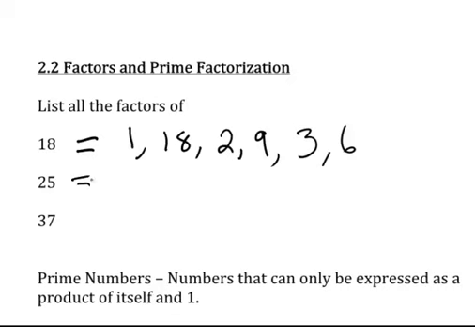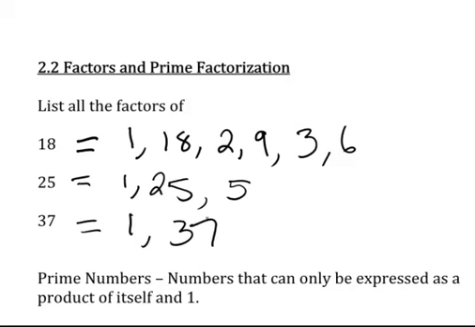Okay, for 25, I know that 1 and 25 multiply to 25, as well as 5 and 5. Now, since I'm just listing the factors, I don't need to list the number 5 twice. I just know that 5 is a factor of 25. Now, for 37, if we think about that for a moment, what are the numbers that multiply to 37? If you take a look at your multiplication table, or if you go to Google and search for a multiplication table, you'll notice that the only numbers that multiply to 37 are 1 and 37.